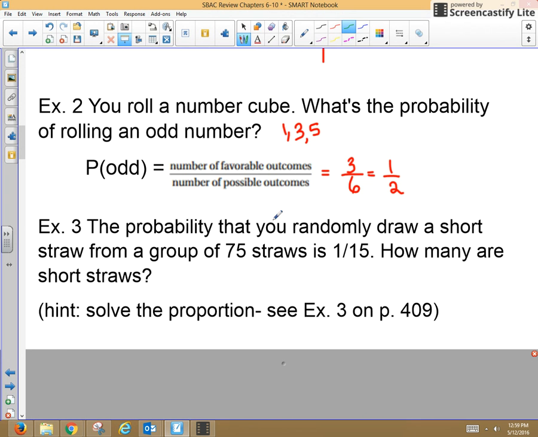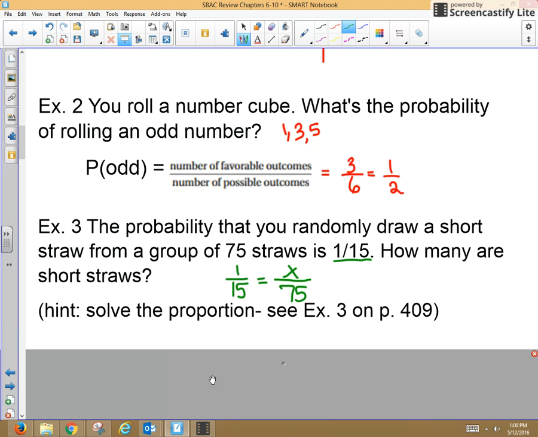I'd like you to make sure you're writing this down. The probability is the number of favorable outcomes out of the total. Now it says you know the probability is 1/15. So we write 1/15. That's the chance that it could happen. And we set it equal, or we set it proportional, to the number of total straws. Now, the number of possible outcomes, or the total, is the denominator. 75 is the total. We want to know how many are short straws. So we'll call that X.